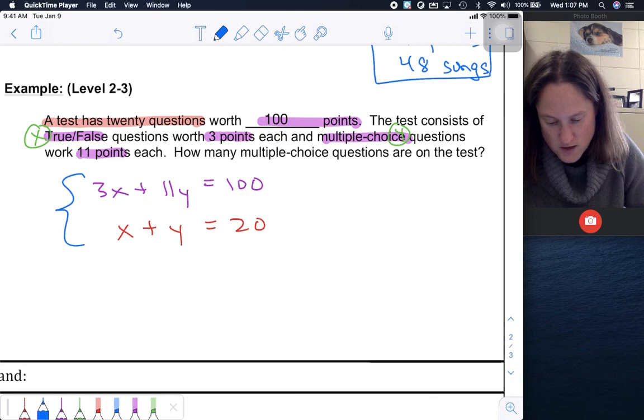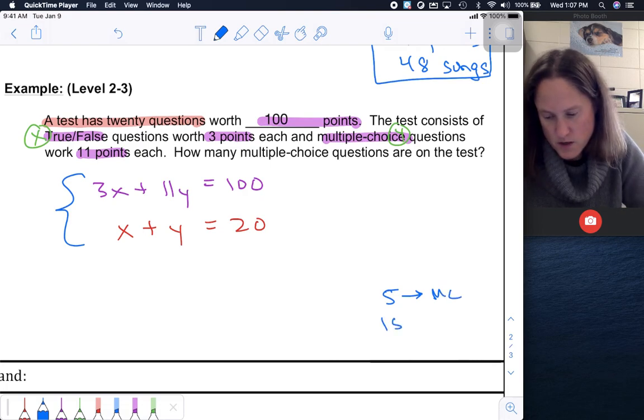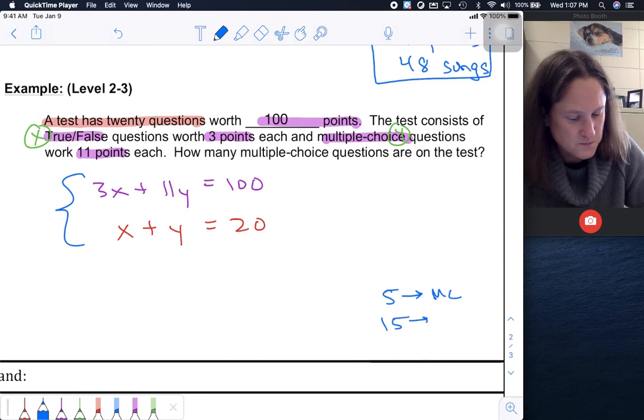Go ahead and try to solve that one, and you should get the answer that there are 5 multiple choice questions, and there are 15, or no, sorry, just kidding. There are 5 multiple choice questions and 15 true or false. I forgot.